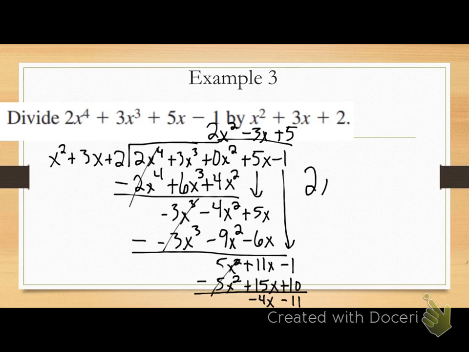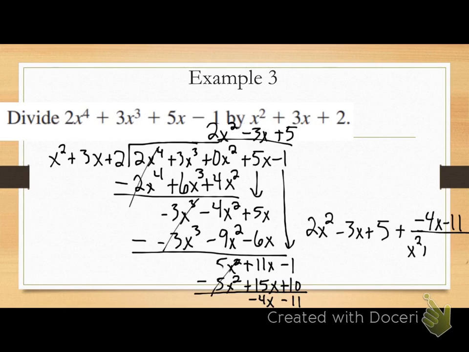So I can now write my answer. 2x squared minus 3x plus 5. I'm going to write that somewhere else where I have more room. We said our remainder was negative 4x minus 11. What would my denominator be? X squared plus 3x plus 2. There would be my answer.